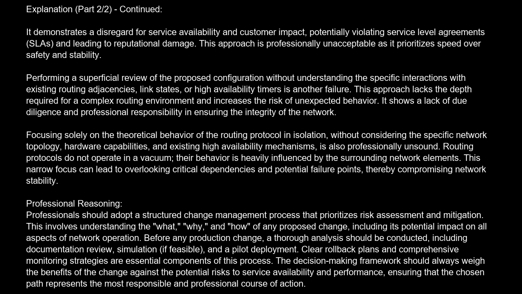Professional reasoning. Professionals should adopt a structured change management process that prioritizes risk assessment and mitigation. This involves understanding the what, why, and how of any proposed change, including its potential impact on all aspects of network operation. Before any production change, a thorough analysis should be conducted, including documentation review, simulation if feasible, and a pilot deployment. Clear rollback plans and comprehensive monitoring strategies are essential components of this process. The decision-making framework should always weigh the benefits of the change against the potential risks to service availability and performance, ensuring that the chosen path represents the most responsible and professional course of action.